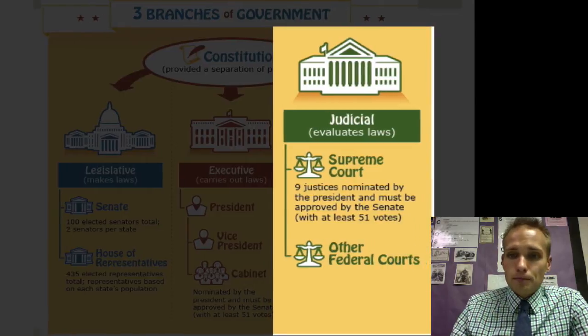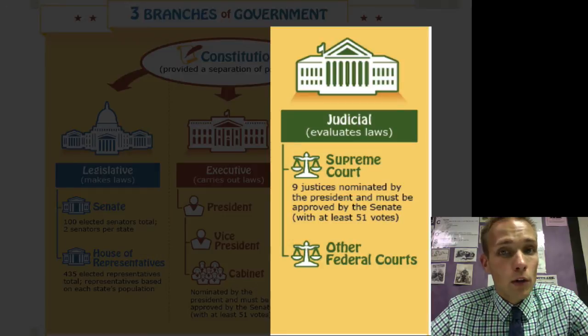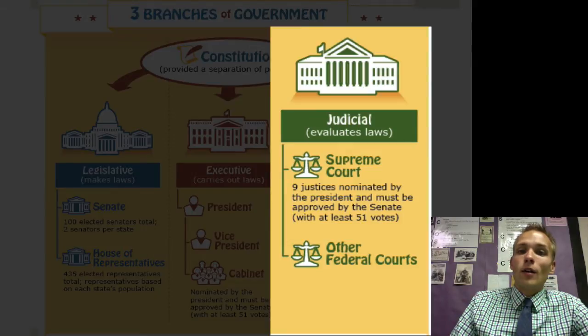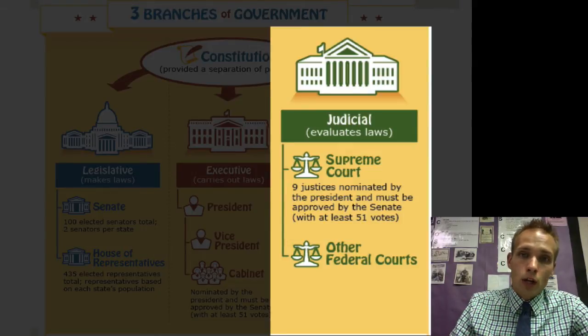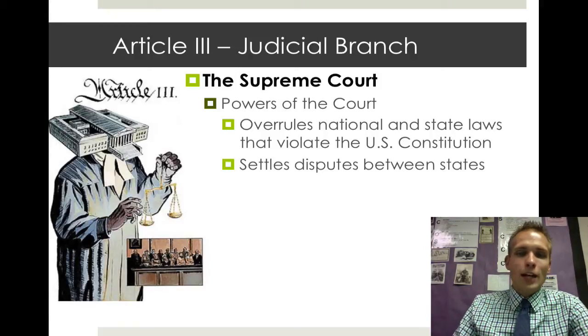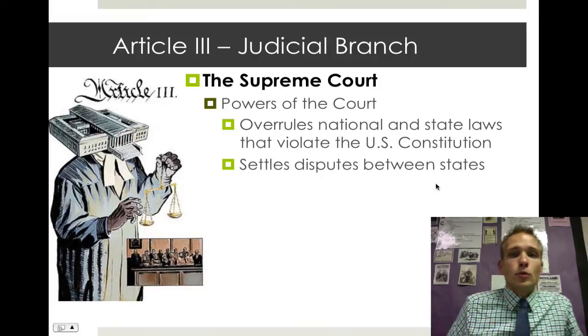The judicial branch, it says here in the green, they evaluate laws. It's another way of saying they interpret the law. The 9 members of the Supreme Court that make up the judicial branch, what they do is they look at laws created both by states and the federal government, and they decide if they are constitutional or not. They follow the Constitution. So the powers of the Supreme Court, like I said, they can overrule national and state laws that violate the U.S. Constitution. The other thing that the Supreme Court does is settle disputes between states.